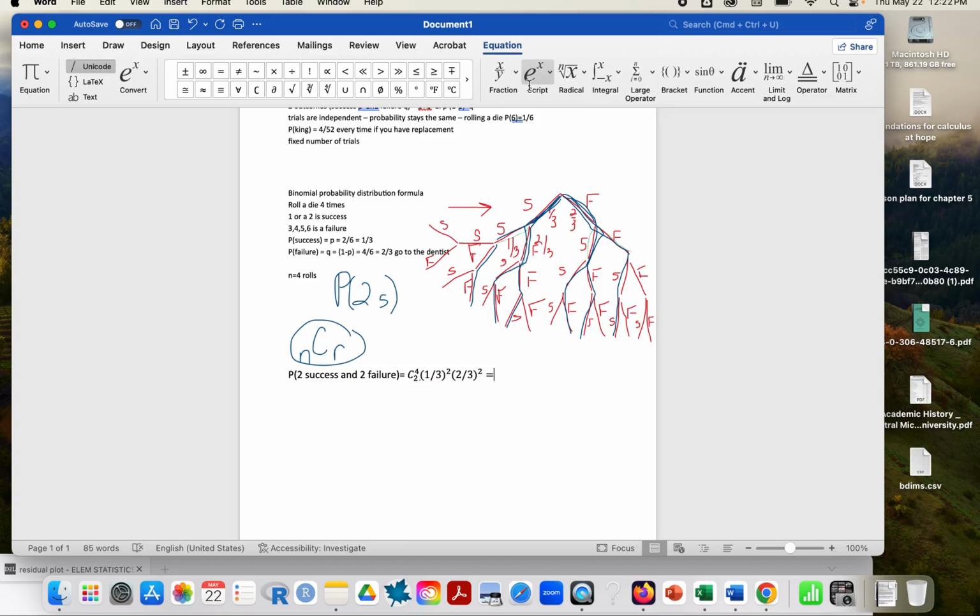Now, we have to go back and look at our formulas for combination. So in our numerator, what we're going to have is 4 factorial. And in our denominator, what we're going to have is 4 minus 2 factorial multiplied by 2 factorial. And then we're going to have 1/3 squared times 2/3 squared. So 1/3 squared is, let me find my times dot, there it is, times, and it'll be 1/9.